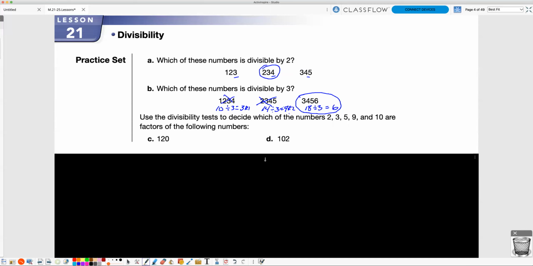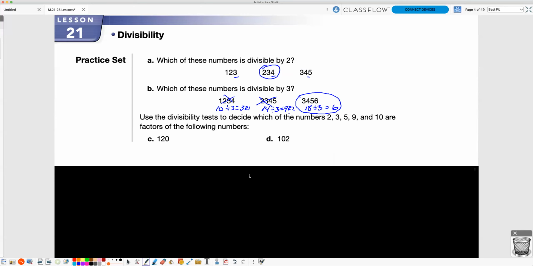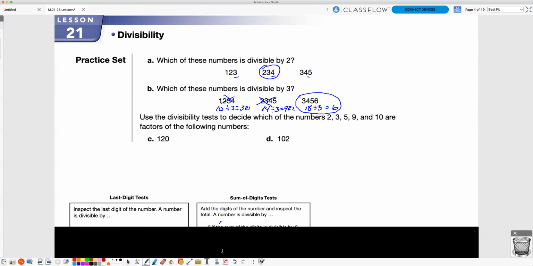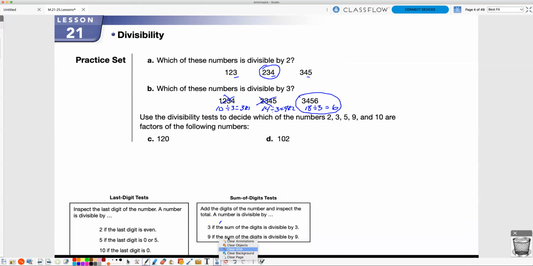Use the divisibility test to decide which of the numbers 2, 3, 5, 9, and 10 are factors of the following numbers. So letter C. Go ahead and do that. Let me share this with you guys. So when you do that, using the divisibility test for 2, is it divisible by 2? Well, give me the list. Is it going to be 2, 3, 5, 9, or 10, or all of them, or some of them?